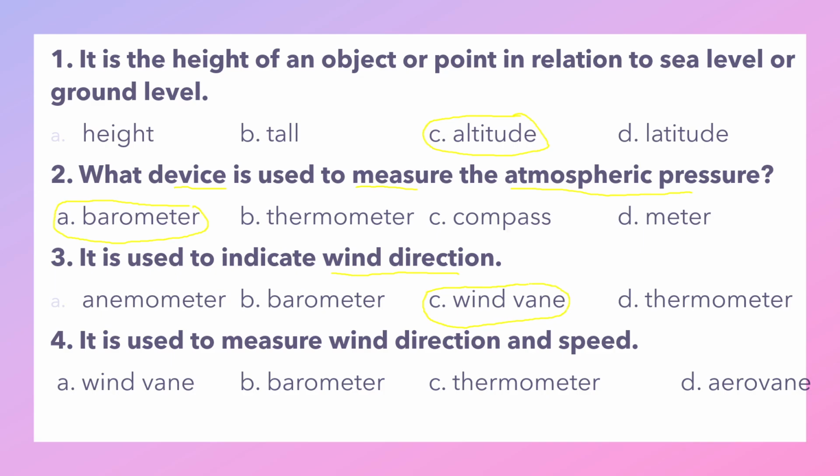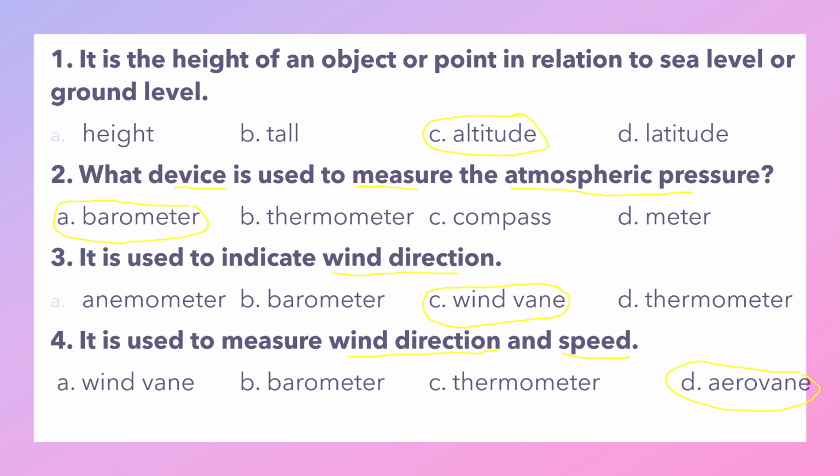Okay. Let's go to number 4. It is used to measure wind direction and speed. So this time we have the speed and the wind direction together. Okay, there are two. So what do you think is the answer? Is it wind vane, barometer, thermometer, or letter D, aerovane? Okay, the correct answer is letter D, aerovane.